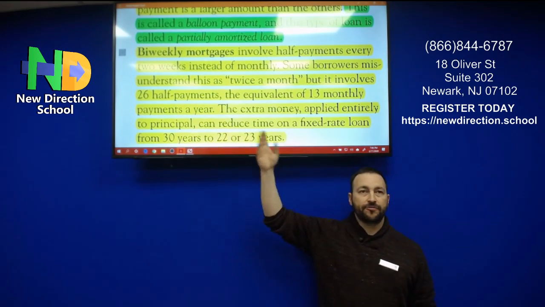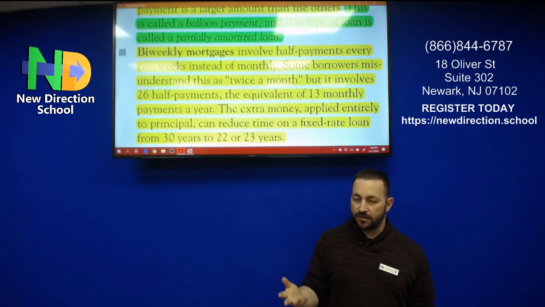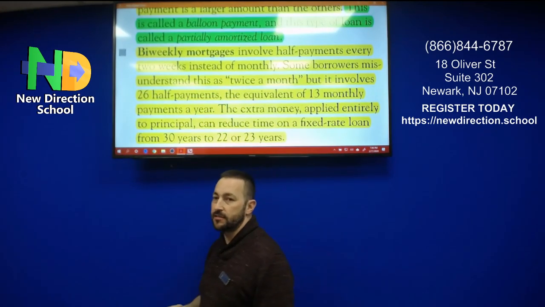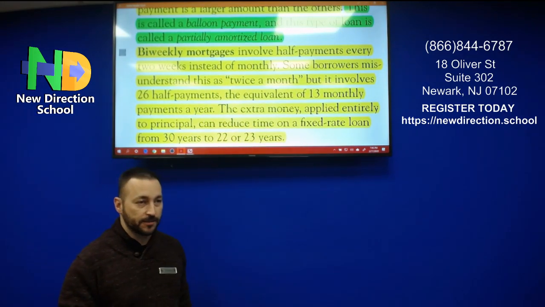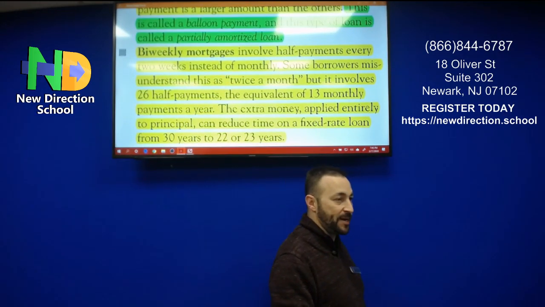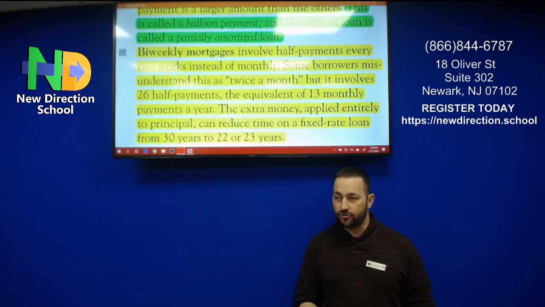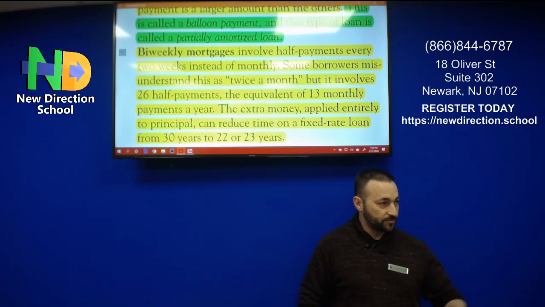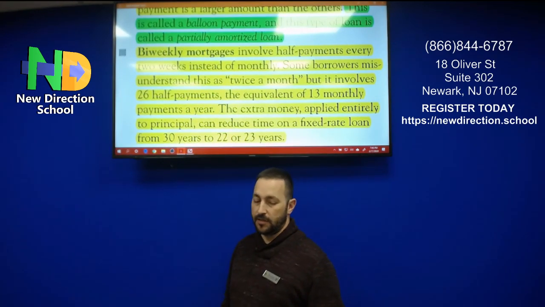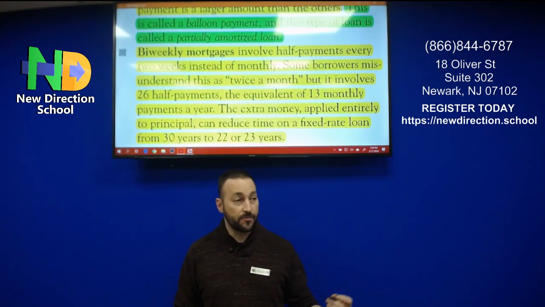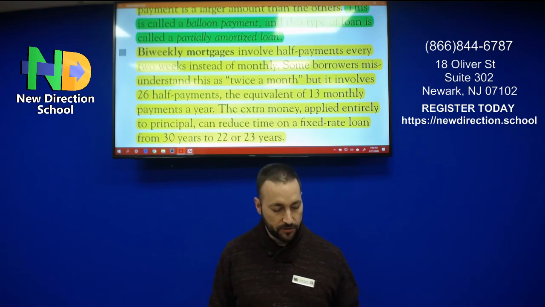Let me just read this real quick. Biweekly mortgages involve half payments every 2 weeks instead of monthly. Some borrowers misunderstand this as twice a month. Very wrong. It involves 26 half payments. That's the equivalent of 13 months. So the extra money applied entirely to the principal can reduce the time on a fixed rate loan from 30 years down to 22 or 23.